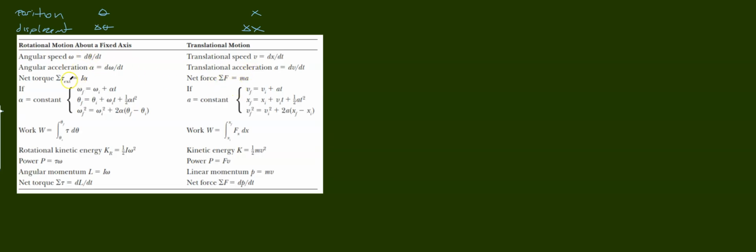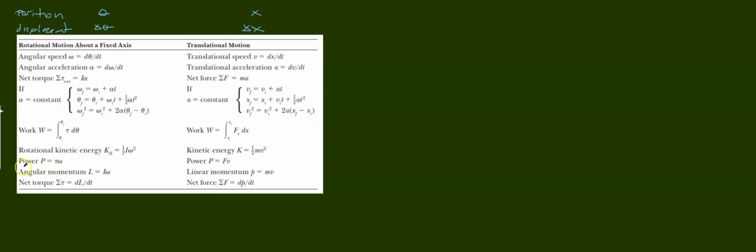The equivalent of force is torque. Instead of mass, we have angular mass or angular inertia. All the kinematic equations have an angular equivalent. Same thing, work, you see they do the integral. Force displacement, here's torque, angular displacement. As we saw, for the kinetic energy, there is a rotational energy equivalent. Power is the same thing.